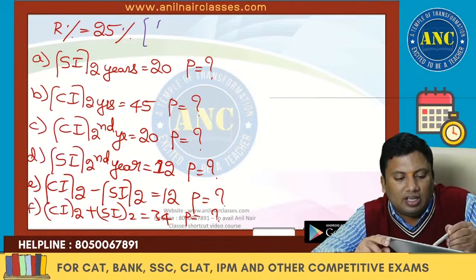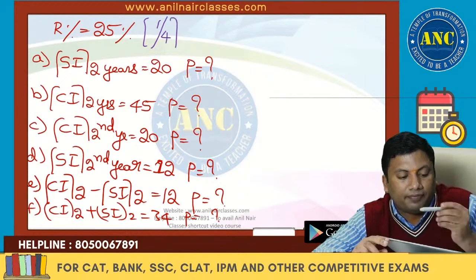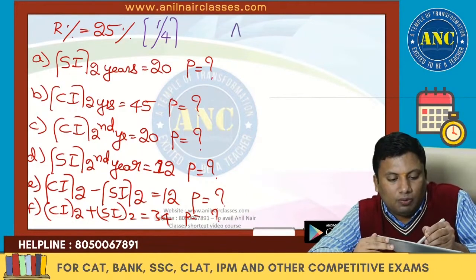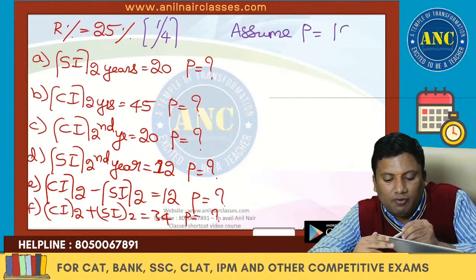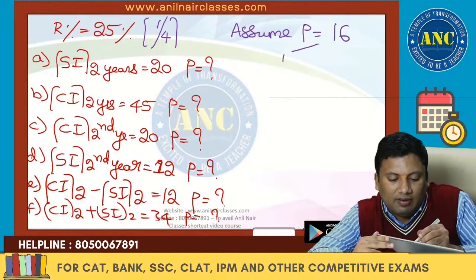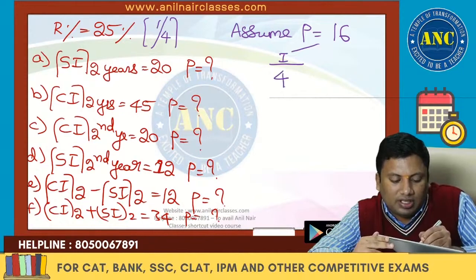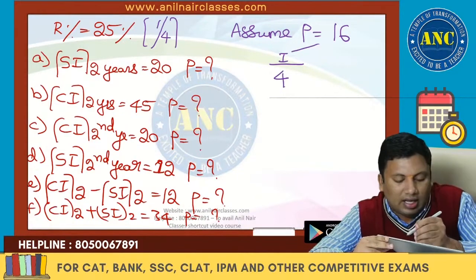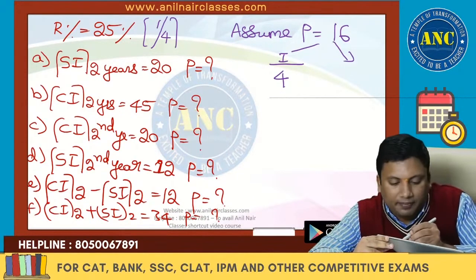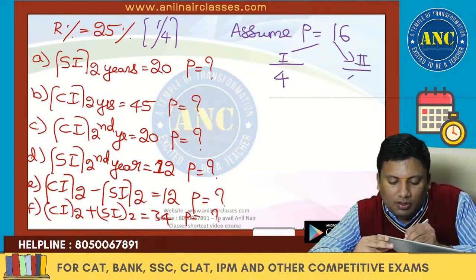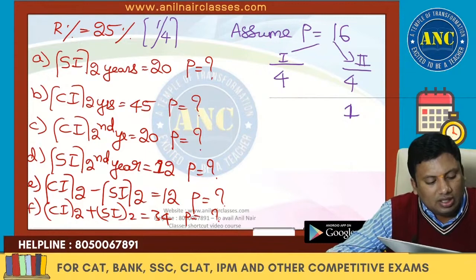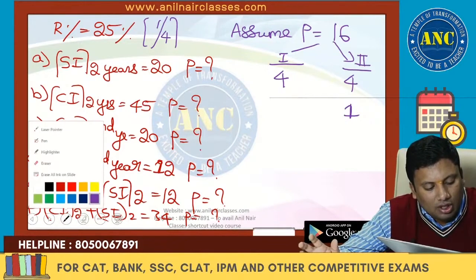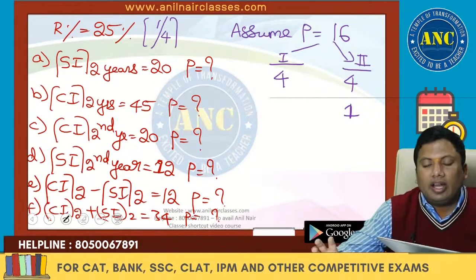25 percentage is 1 by 4. So assume principal equivalent to denominator power k. 4 square is 16. First year 1/4 of 16 is 4. Second year 1/4 of 16 is 4. 1/4 of 4 is nothing but 1. If you are able to write this, then all the answers are over.